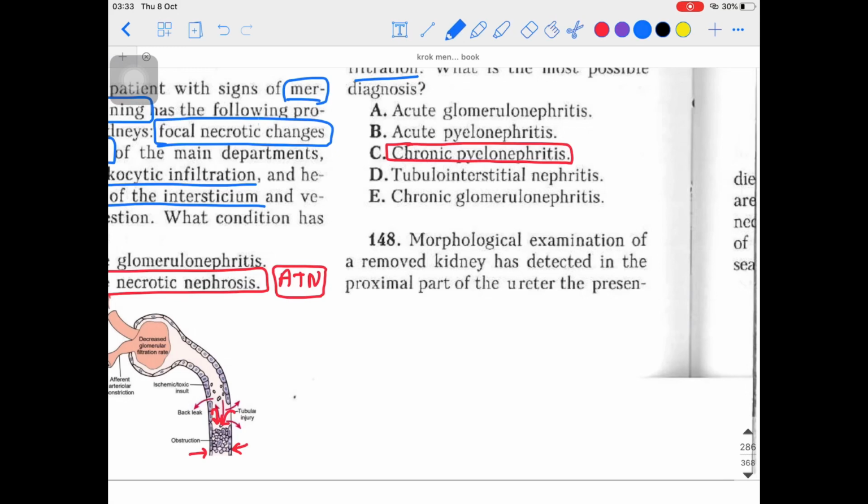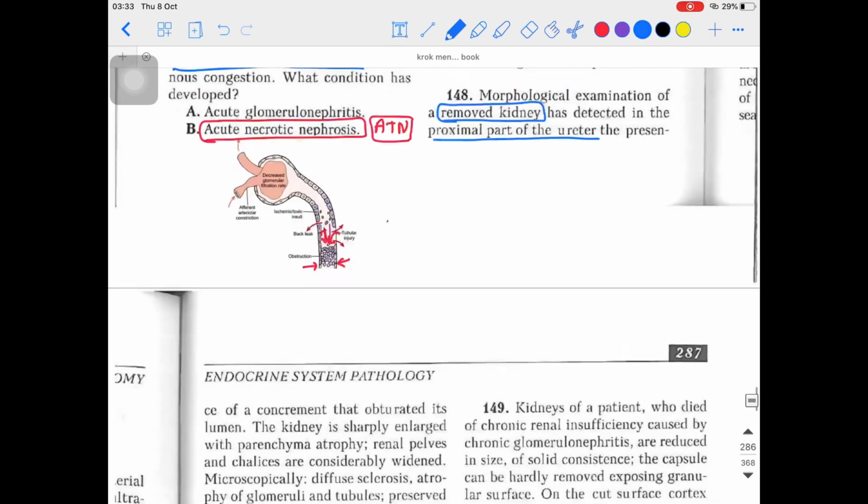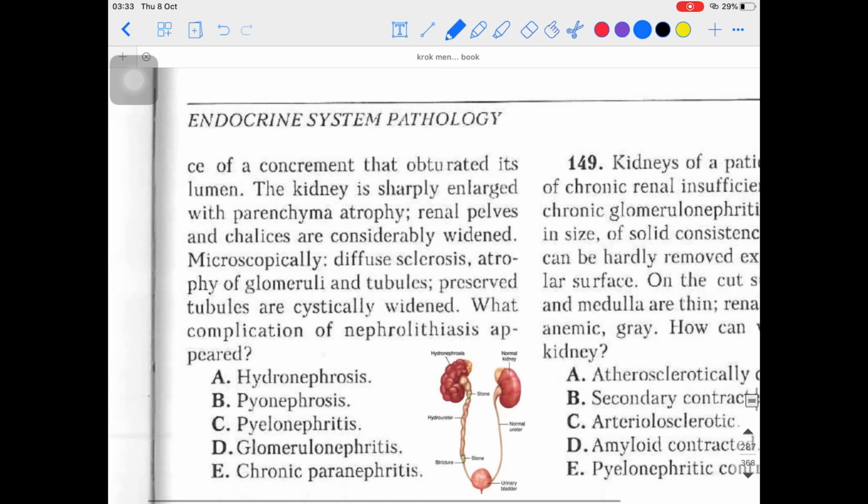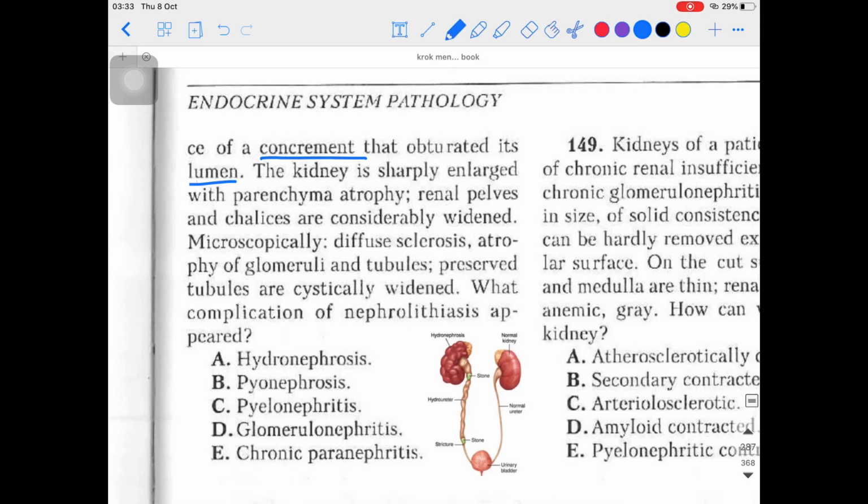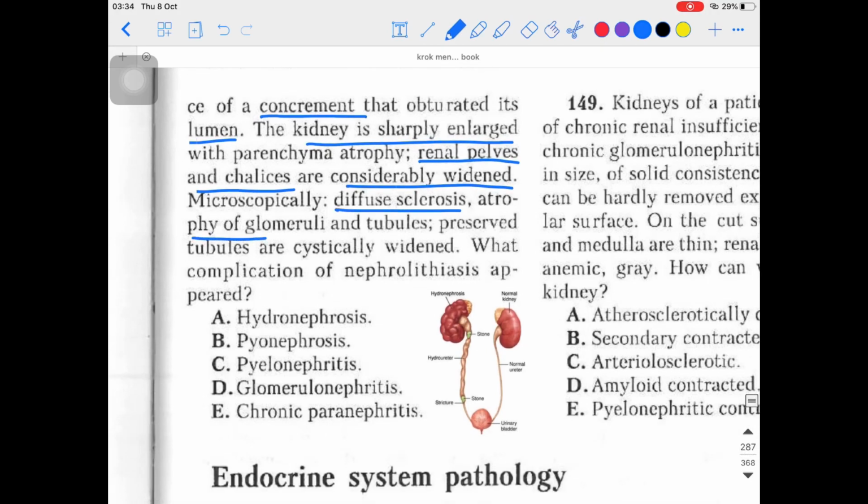Morphological examination of a removed kidney: in the proximal part of the ureter, the presence of a concrement that obturated its lumen is detected. Okay, the kidney has been removed already, which means the person has already died. Don't worry about that. The kidney is sharply enlarged with parenchyma atrophy. Renal pelvis and calyces are considerably widened. Microscopically, diffuse sclerosis, atrophy of the glomerular tubules, preserved tubules are cystically widened. What complication of nephrolithiasis appeared?